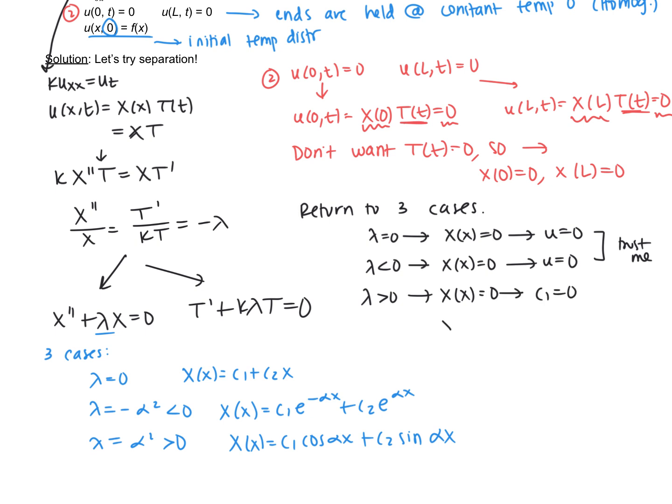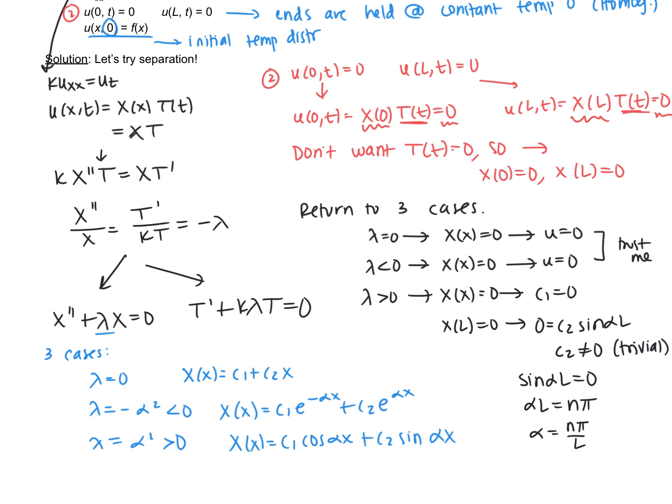So then if we take X(L) equal to 0, that gives us 0 is equal to c2 sine of alpha L. Well, we don't really want c2 to be 0 because that would give us a trivial solution. So instead, we get sine of alpha L is equal to 0. Well, that happens if alpha L is some multiple of pi. So what that gives us then is that alpha is equal to n pi over L.